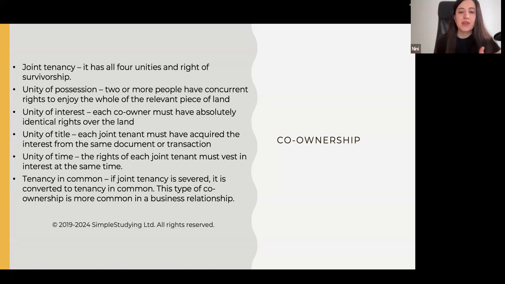It will be tenancy in common instead. For tenancy in common, you only need unity of possession, and none of the other unities are required. Tenancy in common is more relevant for commercial relationships, whereas for family dealings, it's usually joint tenancy. Families usually choose to own the land as joint tenants.